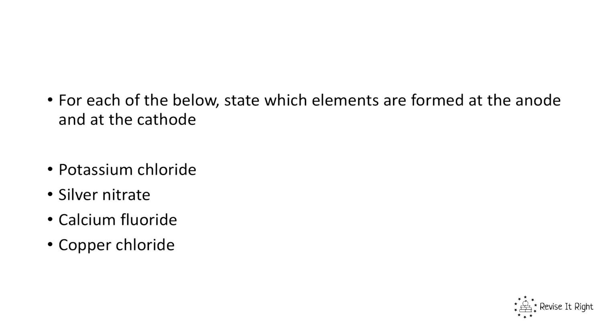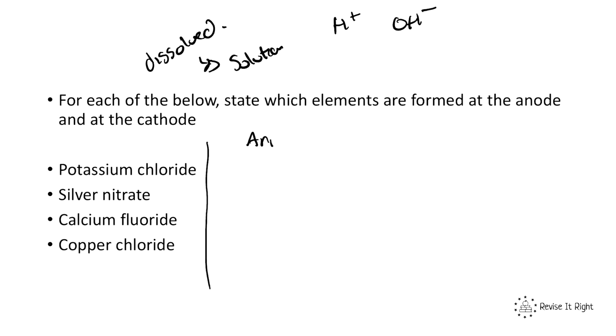Okay, so there's a lot to go through there, so now I want you to have a go at answering these questions here. So for each of these ionic compounds, I want you to tell me which elements will be formed at the anode and which at the cathode. But do remember, they are all dissolved, okay, and therefore in solution, which means that you have to take into account the H plus and the OH minus ions as well. Okay, so what is going to be produced at the anode, and what is going to be produced at the cathode. Pause the video now.